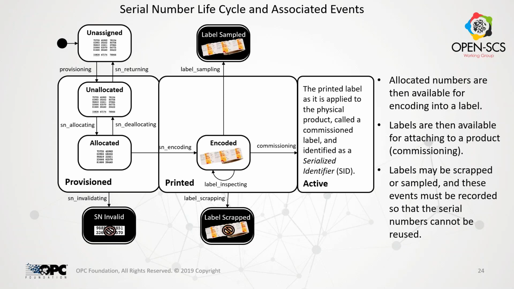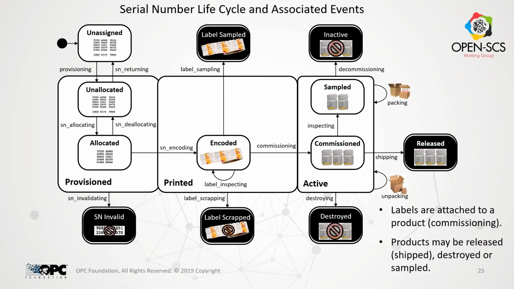The next step is, once we've got these labels encoded, you can even record the events that say, yes, I have inspected these labels and everything is fine. Again, they could be coming off a contract manufacturer, or off a pre-printed roll of labels that you use. They then get applied to the product itself, and that's called commissioning. So once it's commissioned, as I said, we're calling these things SIDs, we have the same sort of things.